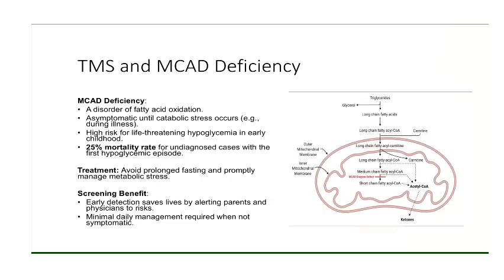Tandem mass spectrometry, or TMS, provides a reliable method for newborn screening of disorders like MCAD deficiency, which previously lacked effective screening programs. MCAD deficiency is a fatty acid oxidation disorder that is typically asymptomatic, but can cause life-threatening hypoglycemia during catabolic stress, such as a viral illness. Without early detection, up to 25% of children with undiagnosed MCAD deficiency die during their first hypoglycemic episode. Screening at birth allows parents and physicians to manage the condition by avoiding prolonged fasting and addressing metabolic stress promptly.